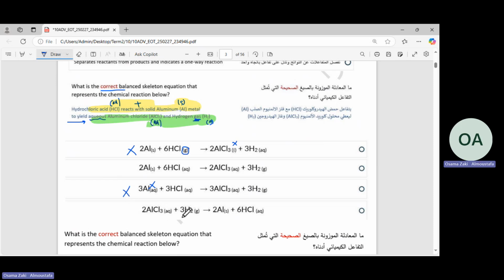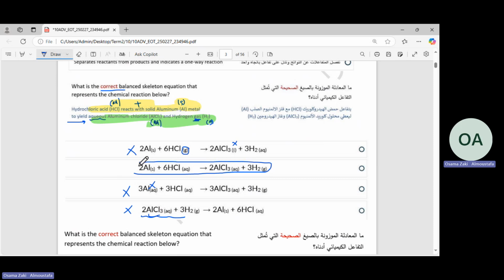AlCl3 aqueous and H2 gas, yes, but they are the products, and they are the reactants here. In the equation, AlCl3 and H2 are the products because they are after the arrow, on the right side of the equation. They should not be on the left side of the equation. So this is not the correct option. As you see here, this is the correct option.